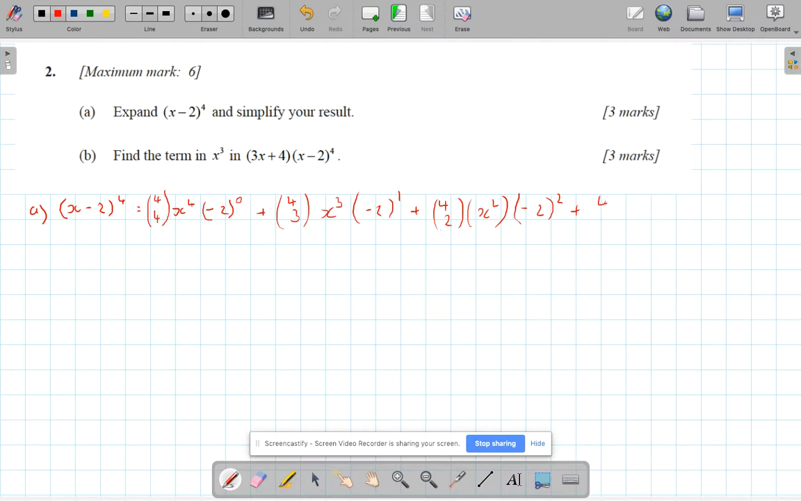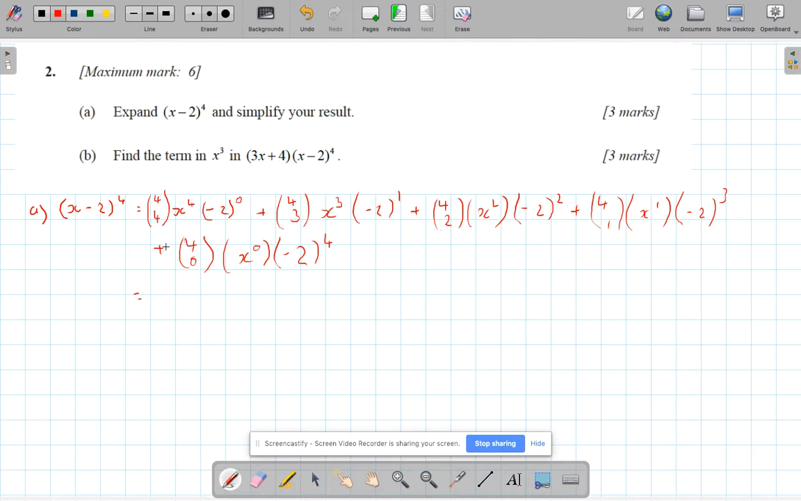And then 4c1, x to the power of 1, and minus 2 to the power of 3. And the last term is 4c0, x to the power of 0, and minus 2 to the power of 4. And I'm going to do this on my calculator, maybe one of these to show you what's happening.